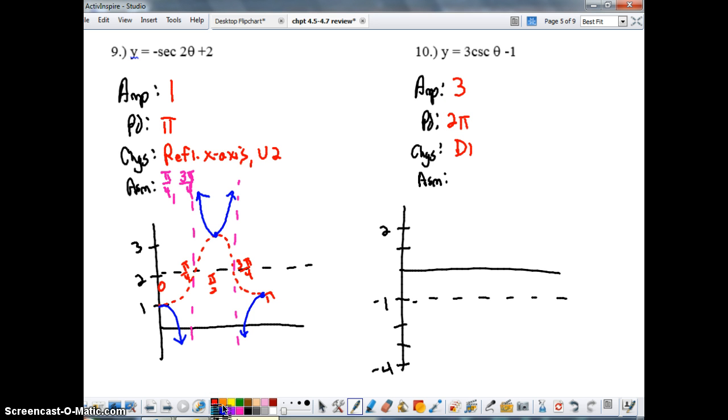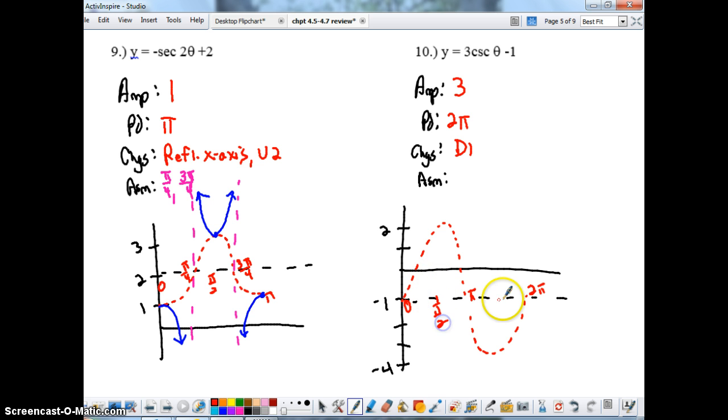When I do this, cosecant matches up with sine. So I'm going to draw a regular sine graph here, but it's going to go all the way up to the 2, come all the way down to the negative 4, and go back up to that negative 1. So that's from 0 to 2 pi. That's my period there. We have pi in the middle, pi over 2, and 3 pi over 2.